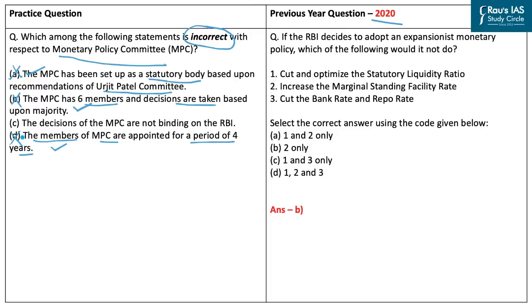Then if you look at statement C, it reads the decisions of the Monetary Policy Committee are not binding on the Reserve Bank of India. However, if you study closely the details and the way in which the Monetary Policy Committee functions, the decisions of the committee would be binding on the Reserve Bank of India. And that is why this statement is incorrect and hence it is the correct answer in the context of the requirement of an incorrect statement in the question. This simply means that the only incorrect statement amongst these 4 options is option C.